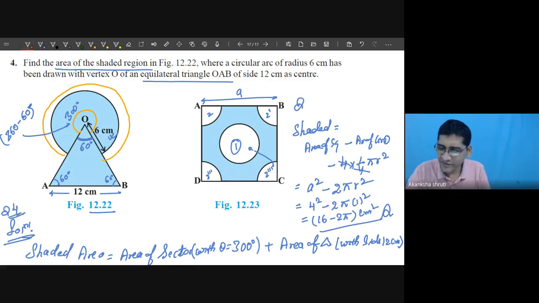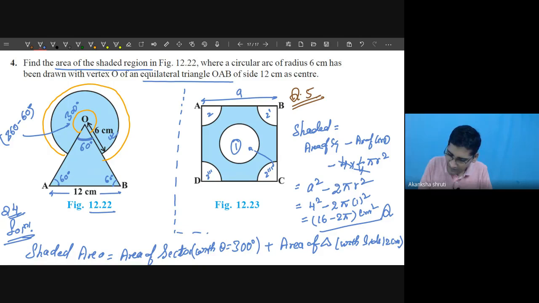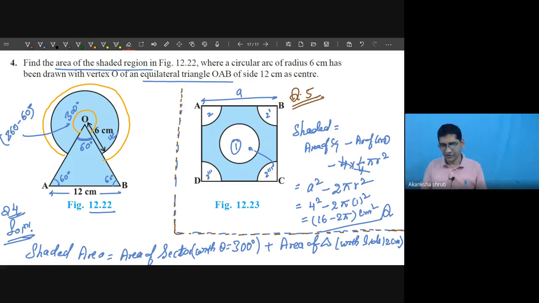This way the question number 5 is also solved. Yes, student, any doubt then please ask. So we are getting that these questions are very easy provided we have understood the concept, how to convert the required area in terms of the standard one. Just by converting the required area in terms of a standard one, the required area can be calculated conveniently. So this was all about. Now let me go for one more question.